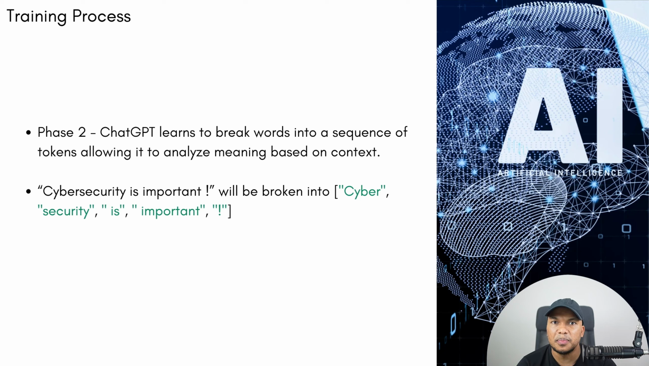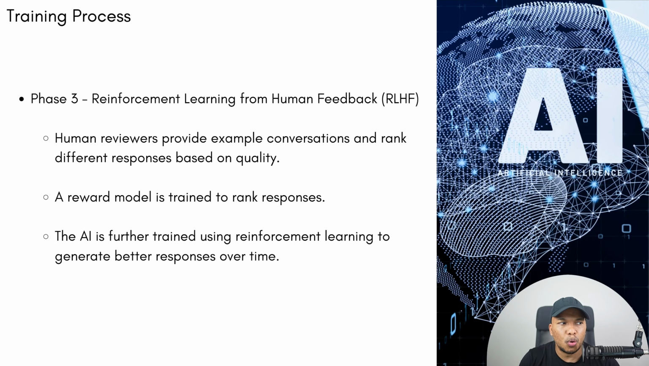So that's how ChatGPT works. It breaks your sentences into several tokens. Now in phase 3, we have reinforcement learning from human feedback. Over here, actual human reviewers will provide example conversations and then rank different responses based on quality.